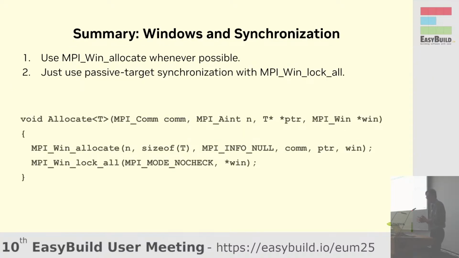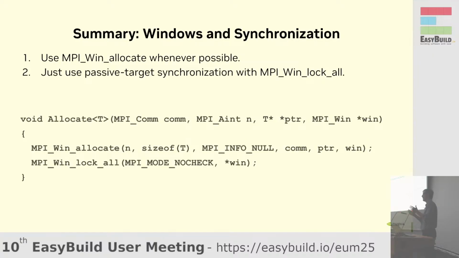So, summary. Just use win allocate, just use win lock all with mode no check. And what you should do is you should think about the lock all as being part of allocation. So when you call win lock or win allocate, just call lock all immediately. Now you are in a passive target epoch, and then right before you call win free, call unlock all. And in between, use RMA and flush.